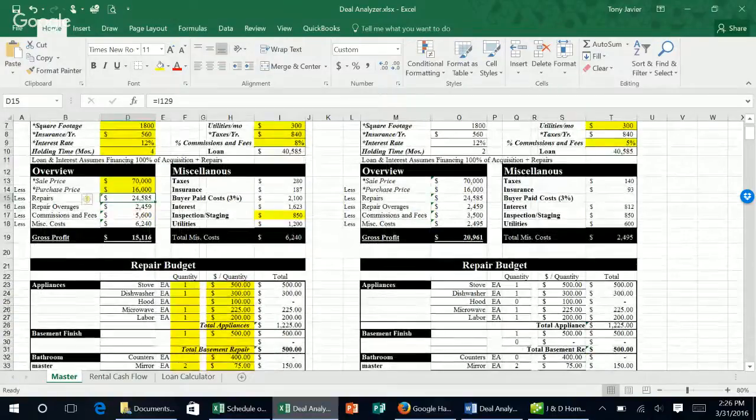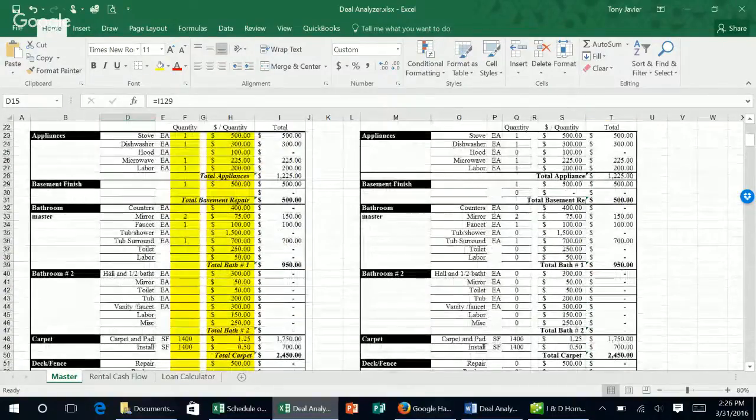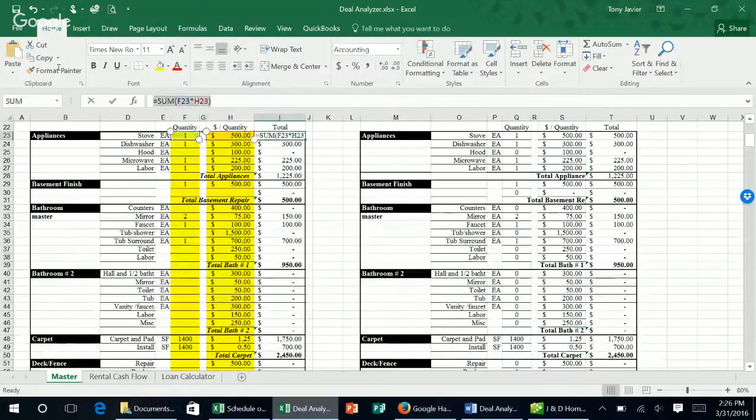All right, so we do new appliances in almost every single property. So if you see these are yellow again, so if you punch in 1 here and you've got a $500 stove, it carries over for a total. You see the calculation here. Same thing for a dishwasher. If you want to put a hood in instead of an over-the-top microwave, which is what we do, you can do that. And then labor to put in the appliances. Typically we pay a couple $100 to put in appliances.